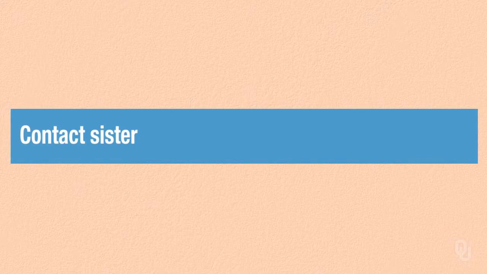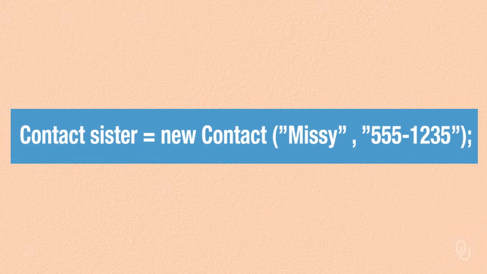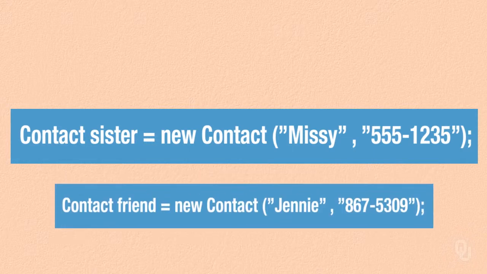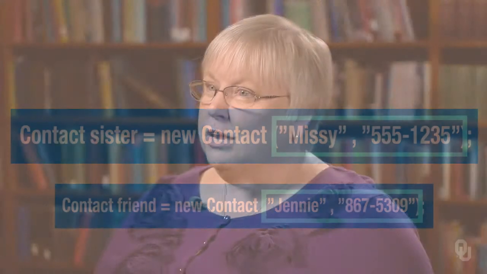Every object in the same class will have the same attributes, but each attribute may have a different value. You can think of attributes as being the properties of the objects. So let's create another contact object. Contact sister equals new contact, Missy, 5551235. The sister object has the same attributes that the friend object we created earlier had, a name and a phone number. Each object has its own value for each attribute.